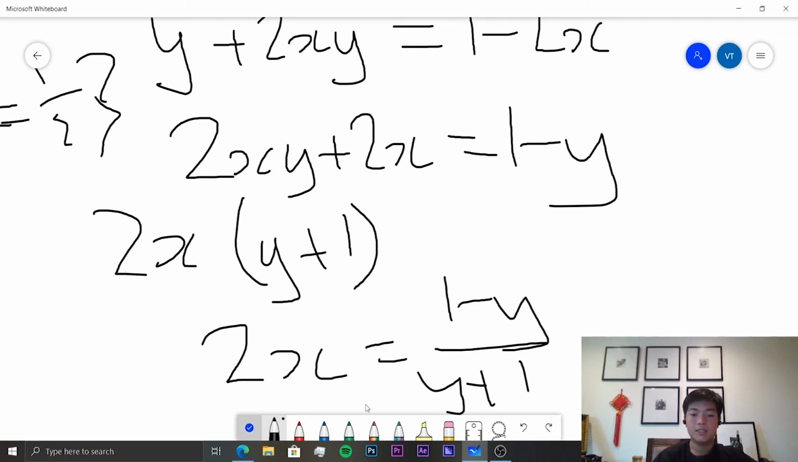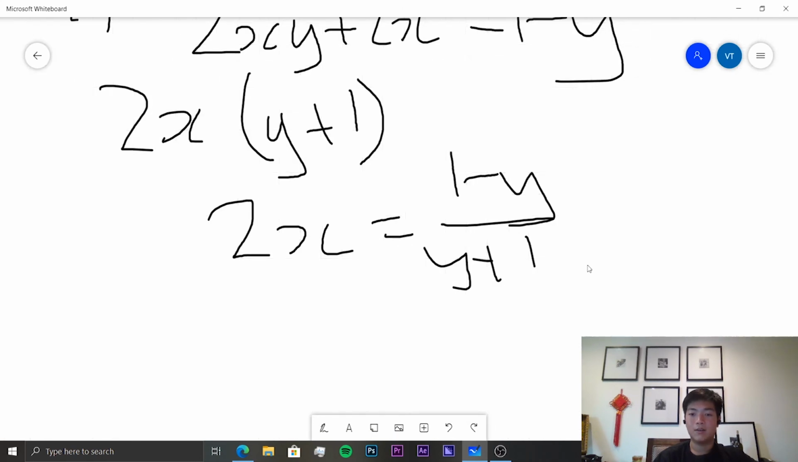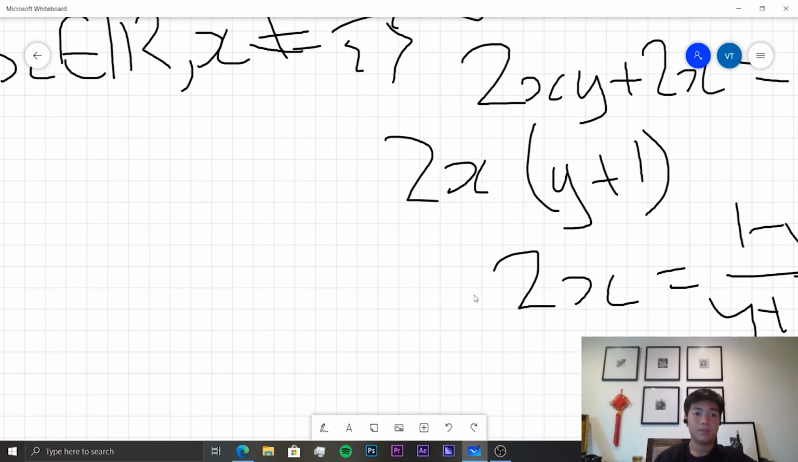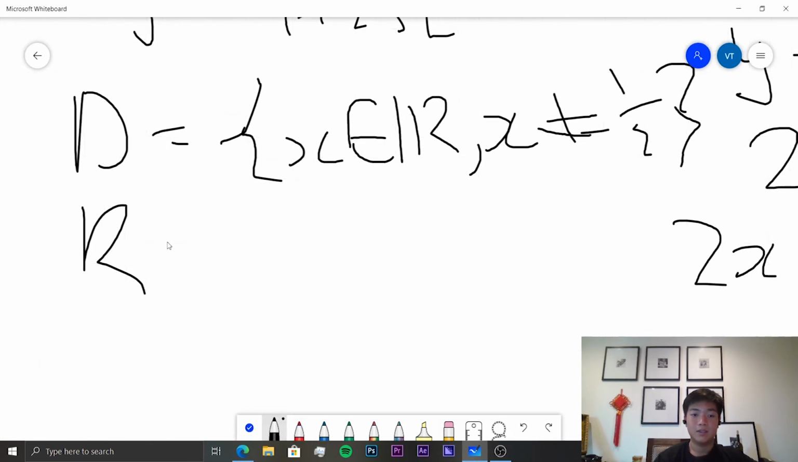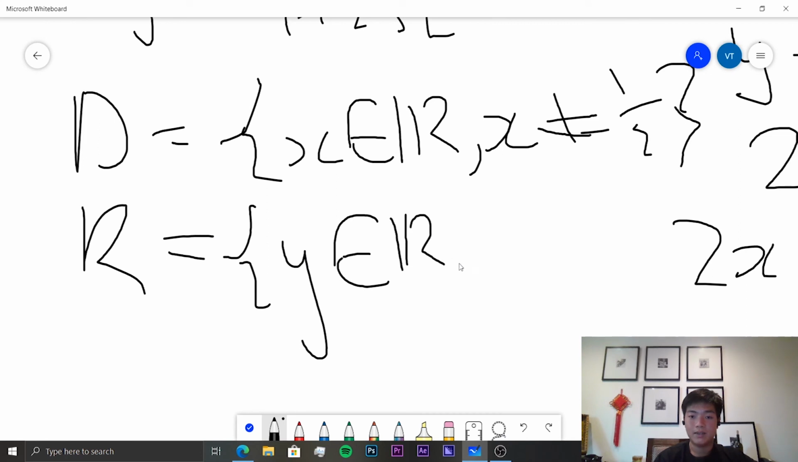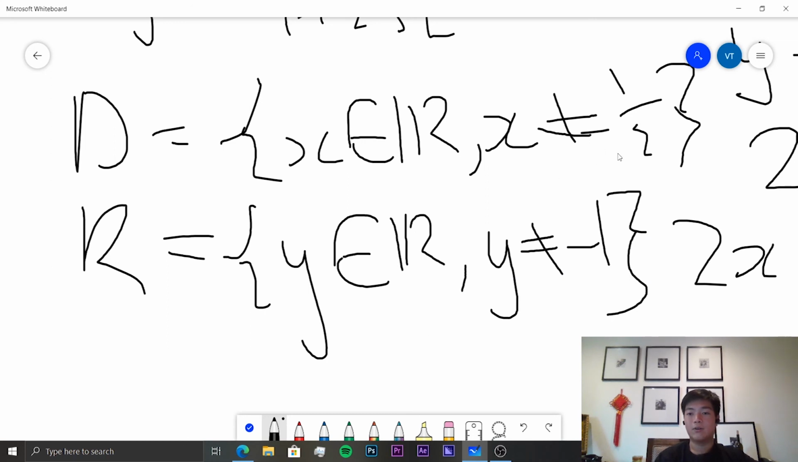And so we need to find values for when this denominator y plus 1 equals 0, and the only value is when y equals negative 1. So for the range of this function, we can simply have y is part of the real number set, and y is not equal to -1. That's the range. And so our horizontal asymptote is -1, and our vertical asymptote is -1/2.